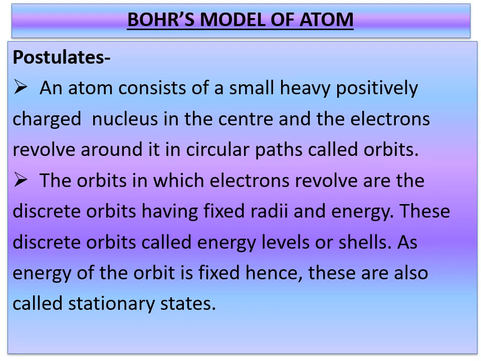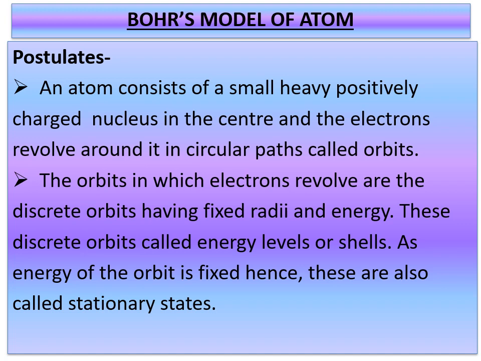So these are the postulates of Bohr's model of atom. An atom consists of a small, heavy, positively charged nucleus in the center, and the electrons revolve around it in circular paths called orbits. The orbits in which electrons revolve are discrete orbits having fixed radii and energy. Discrete orbits means individual orbits. I told you that they have fixed radii, that means increasing radii from the center. So each orbit will have its particular energy also.